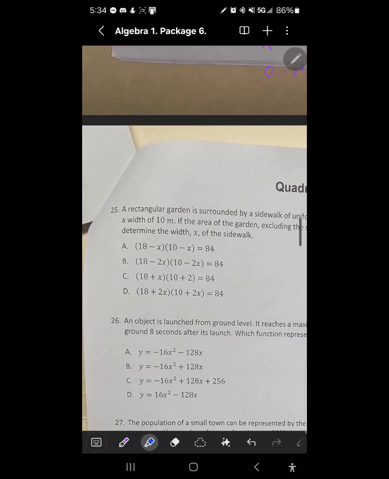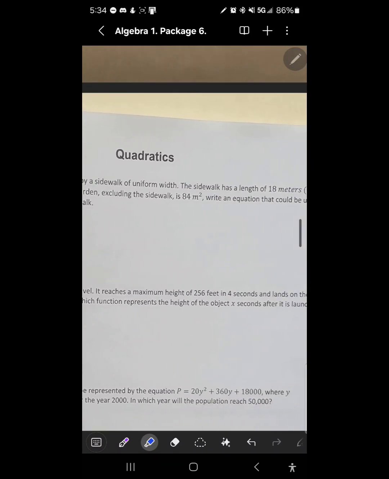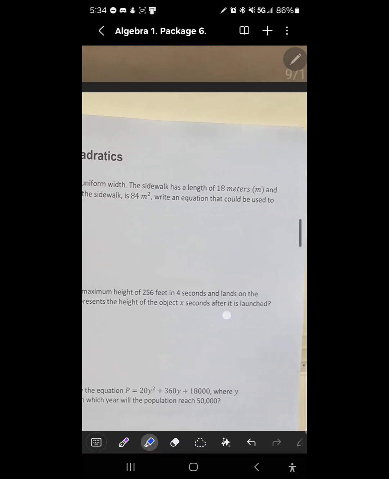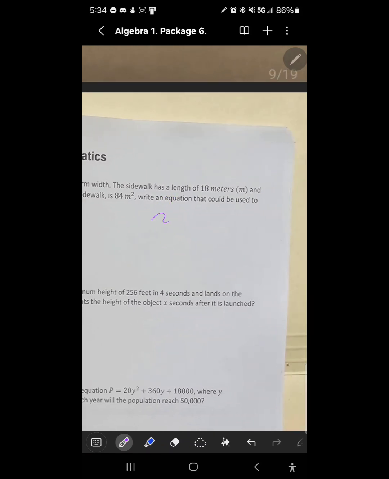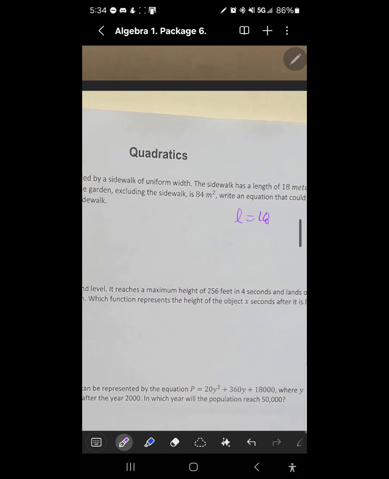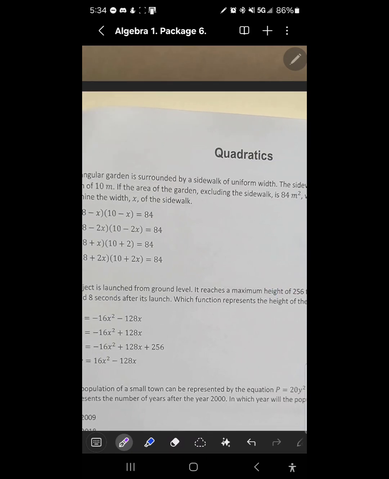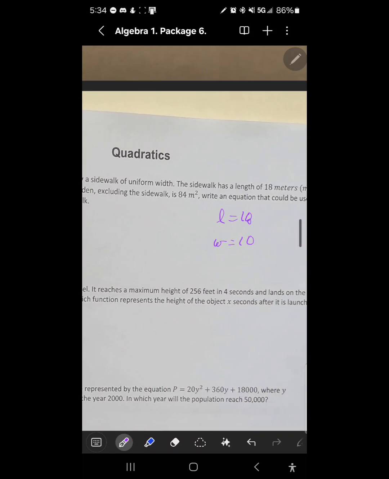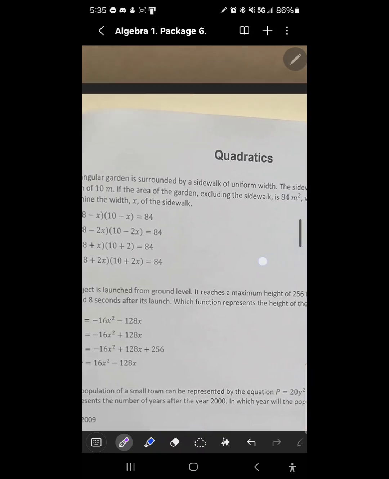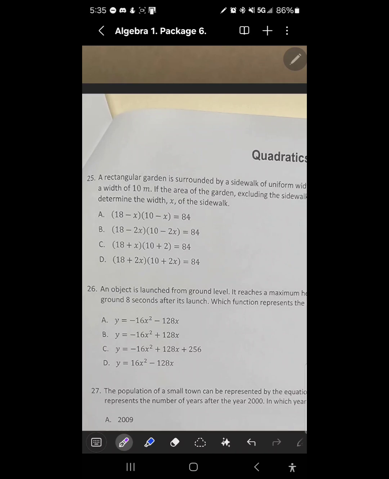Now, 25. A rectangular garden is surrounded by a sidewalk of uniform width. The sidewalk has a length of 18 meters, so length 18, and a width of 10 meters, so width 10. If the area of the garden, excluding the sidewalk, is 84 meters, so area excluding the sidewalk, 84 meters. Write an equation that could be used to determine the width of the sidewalk.